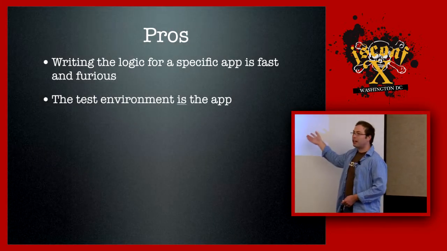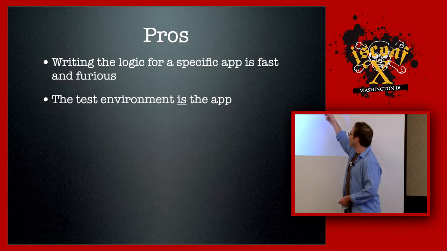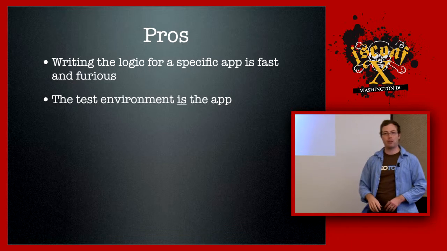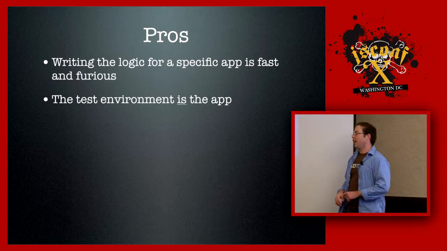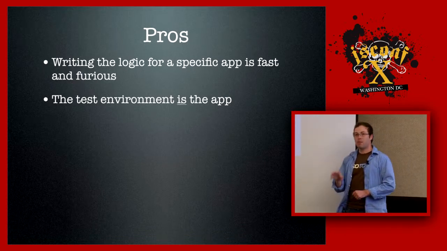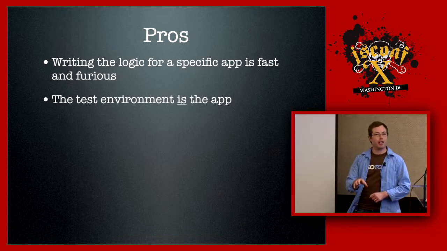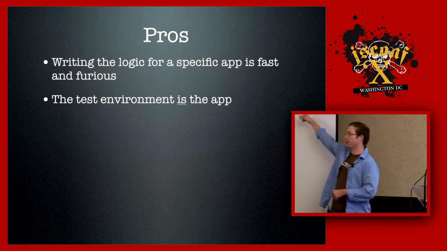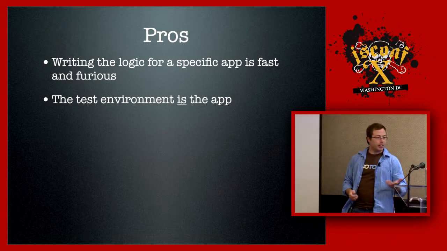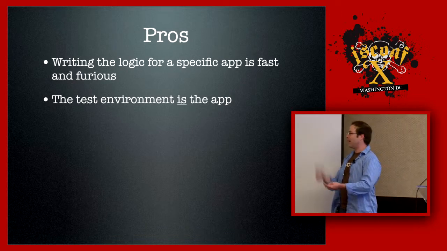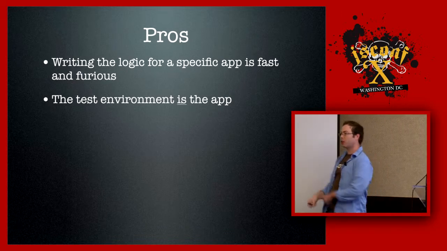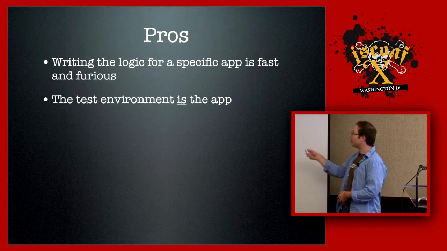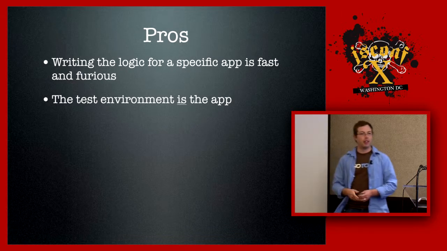So the pros of developing like that is that writing the logic in the specific app is really fast. I mean, you can really bang out what you want to happen on the page and be happy with it. And DOM-focused code is very tied into the HTML that's on the page. And if that HTML changes, this stuff doesn't work anymore. The other thing is that the test environment is the app. I hit reload, I see if it works. I write a little bit more code, I hit reload, I see if it works. I write a little more code, it works. Next page. And so that test environment being in the app just makes development feel like you're making a lot of progress.